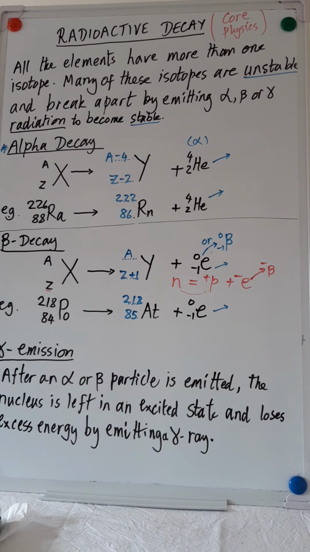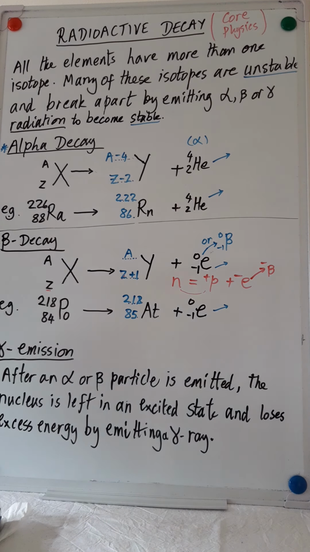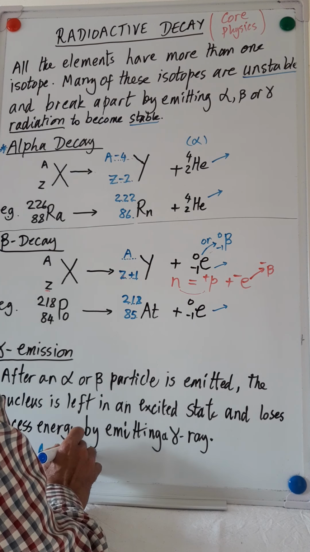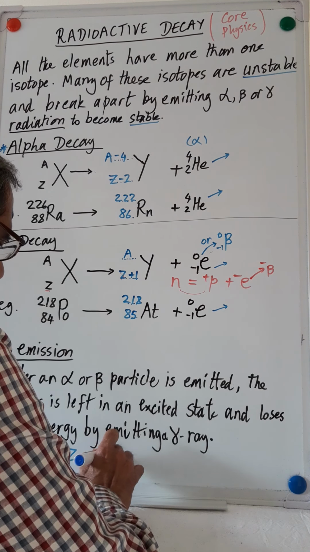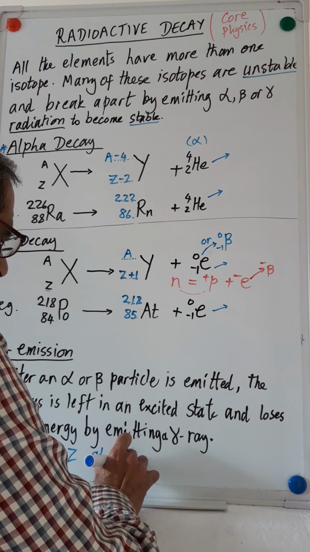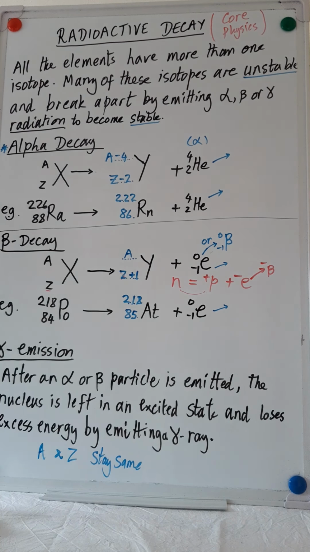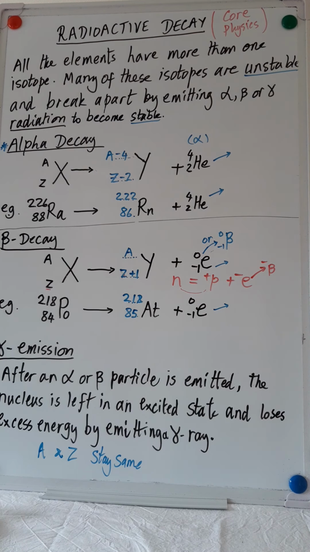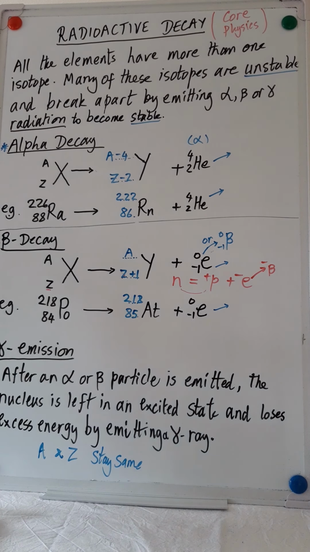Okay, the third one is gamma emission. Now, what happens in gamma emission? The atomic number and the mass number stay the same. We can write down A and Z stay the same, because this is just electromagnetic waves, which is just energy of the nucleus changes.